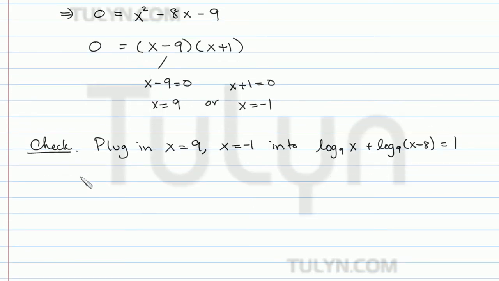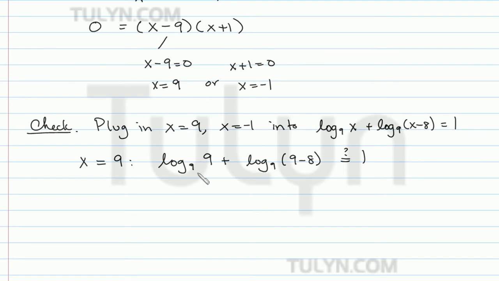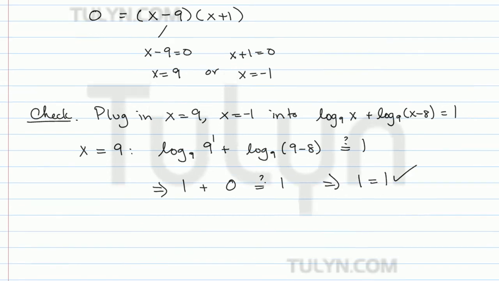So plugging in both, let's plug in x is equal to 9. So log base 9 of 9 plus log base 9 of 9 minus 8, and we want to see if that's equal to 1. So by properties of logs, log base 9 of 9 to the first power is going to equal 1. And this becomes log base 9 of 1, and any log base anything of 1 is always going to be 0. And as it turns out, these two are equal. So x equals 9 checks.